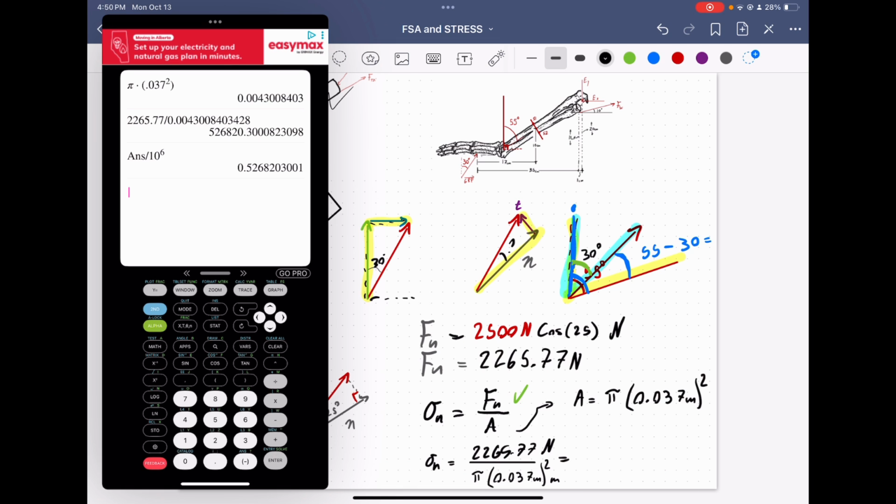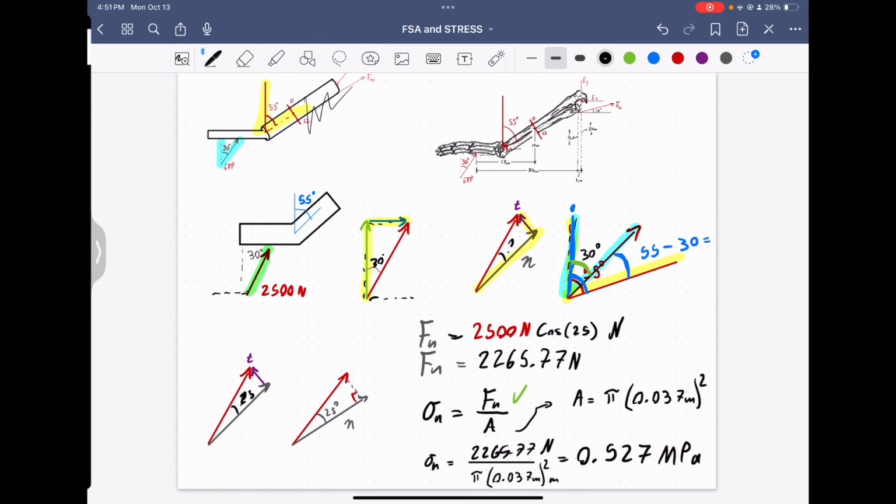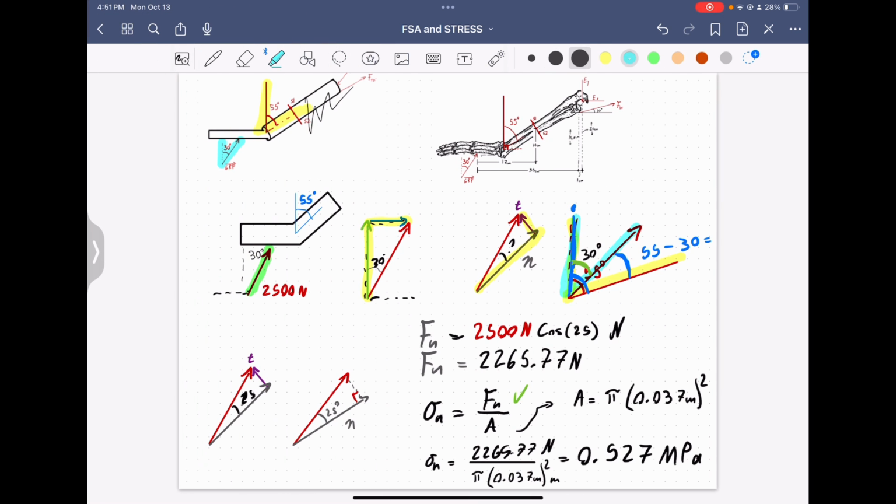So we have 0.527 MPa. You can do little a to keep the TAs happy. There we go. How does that look?